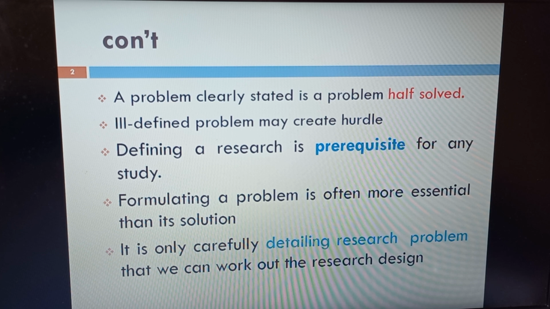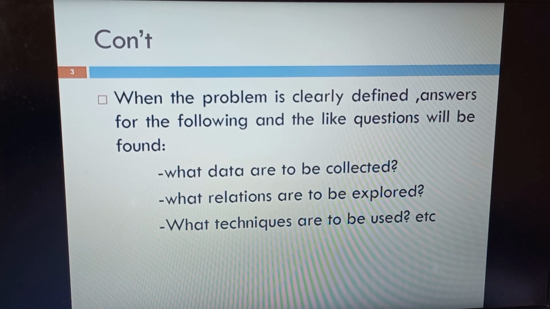It's only by carefully detailing research problems that we can work out the research design. If the research problem is not defined well, we cannot talk about our research design. Our research design largely depends on our problem definition. When the problem is clearly defined, answers for the following and the like questions can be addressed. What data are going to be collected? What relations are to be explored? What techniques are going to be used in our research methodology?